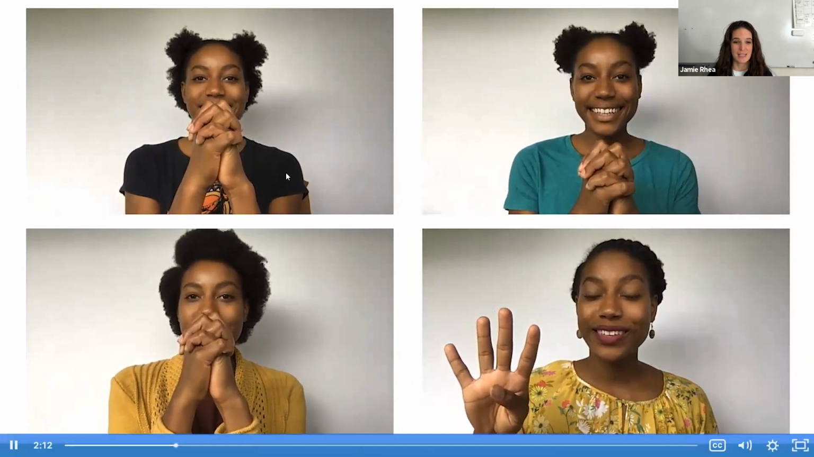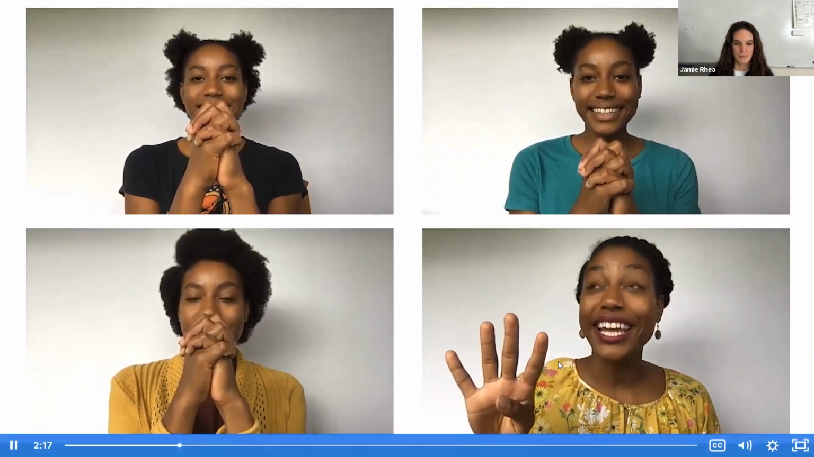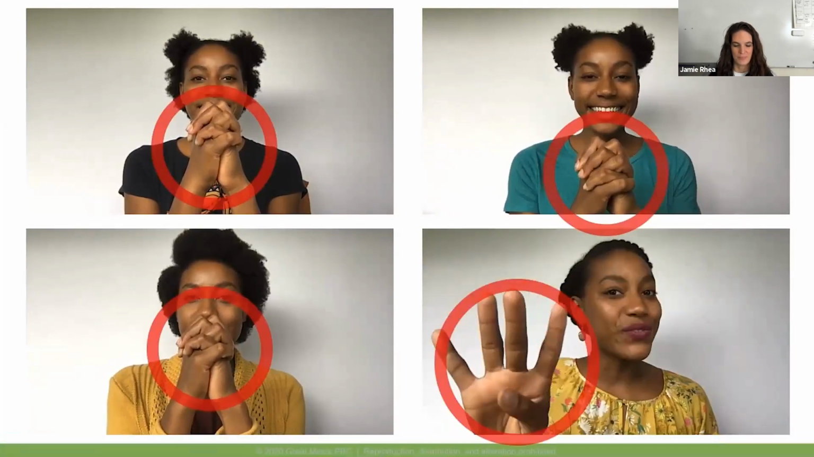Mathematicians, how many tens and ones make up 34? I see 3 tens, 1, 2, 3, and 4 ones. I see 3 tens and 4 extra ones. Mathematicians, we used tens and ones to make 34. But what if we only used ones? How many ones would we need to make up 34?